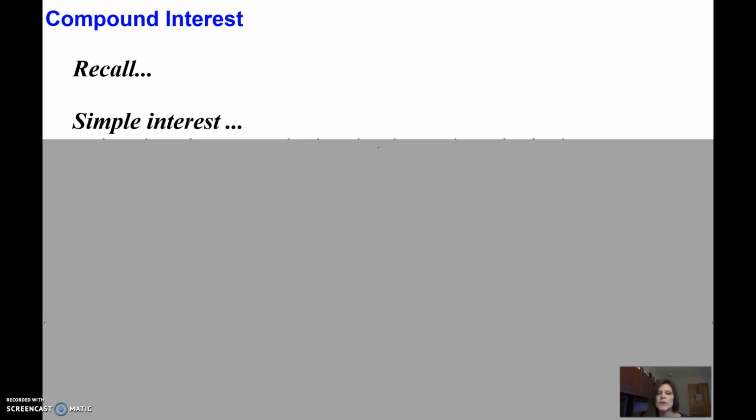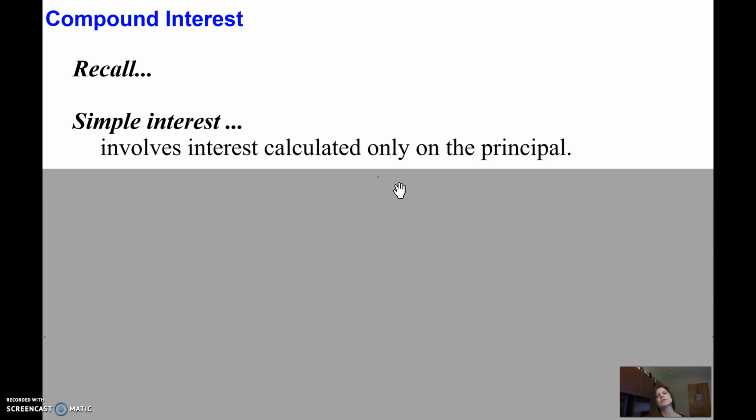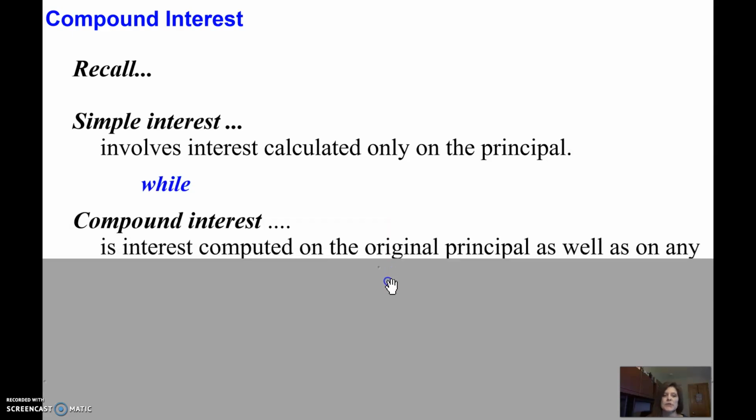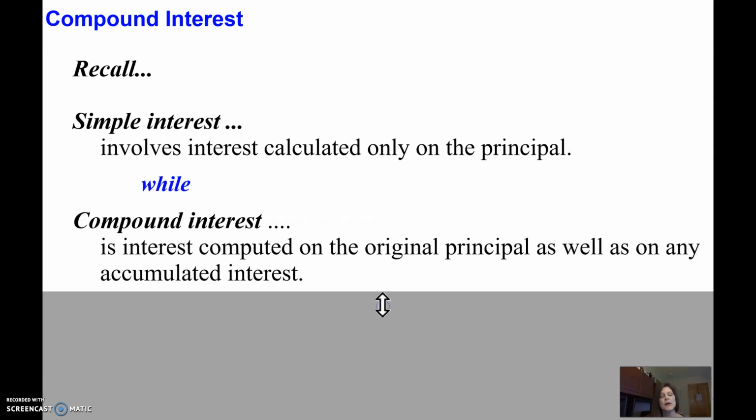In this video, we want to switch gears a little bit and move from simple interest to something called compound interest. So if you recall, simple interest involves interest that's calculated once only on the original principal amount. With compound interest, the interest is actually computed on the original principal as well as any accumulated interest, and it's calculated at certain intervals of time.